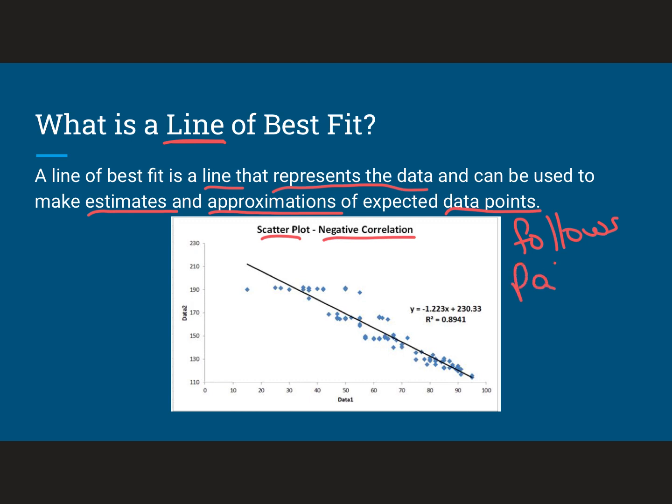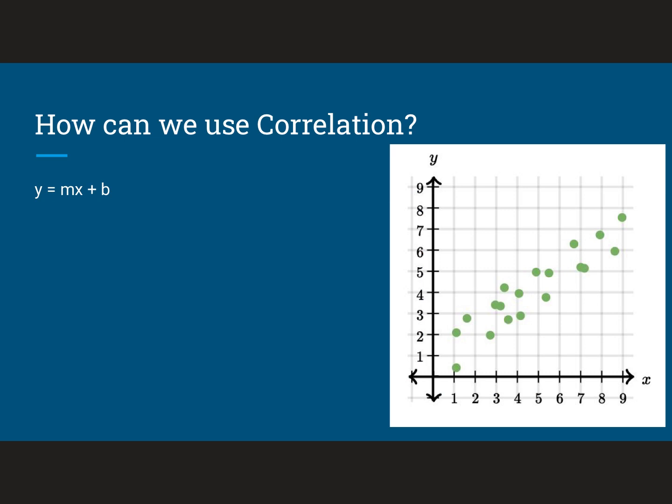And about half the points are above it and half of them are below it. So half the points above, half below. That's what we're looking for. And they gave us the equation for this. So we have our y-intercept, and we have our slope. Notice the slope is negative. Okay? So, how can we use correlation?